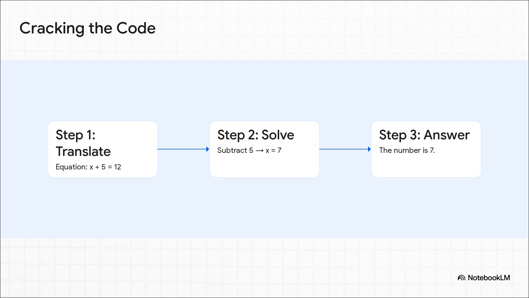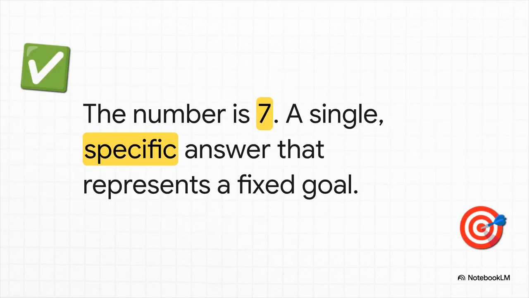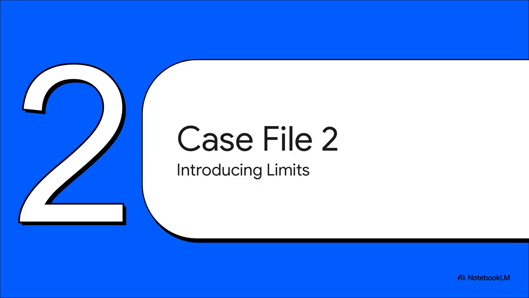First, we translate each part. A number, that's our mystery, our unknown, so we'll call it x. Plus 5 is easy, that's just plus 5. And equals 12 gives us our equals 12. Now that it's in the language of math, all we have to do is solve for x. It's as simple as that. And there we have it, the solution. The number is 7, one specific answer for a fixed goal. Case closed. All right, let's move on.